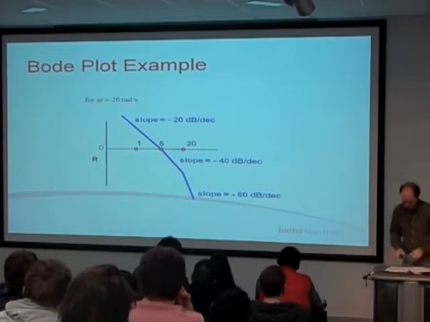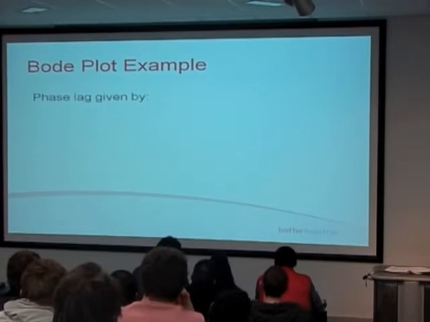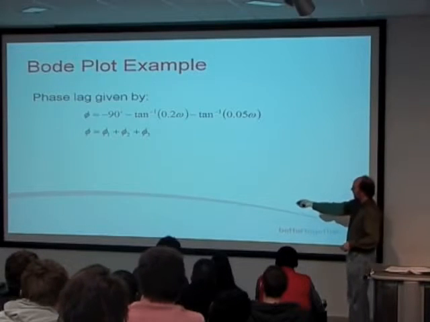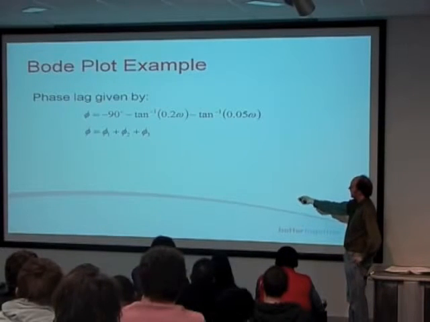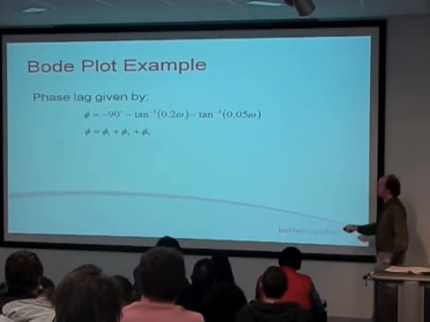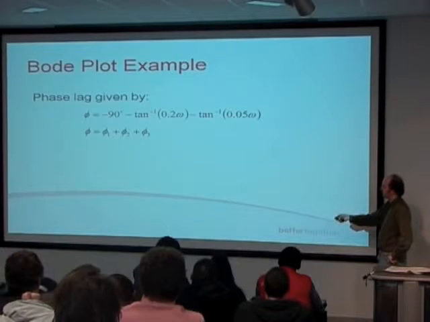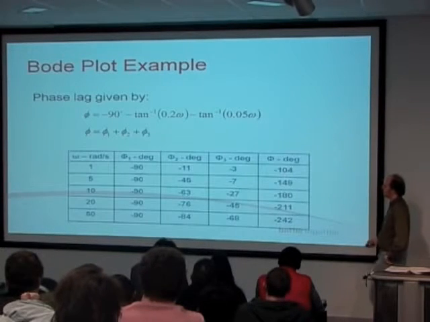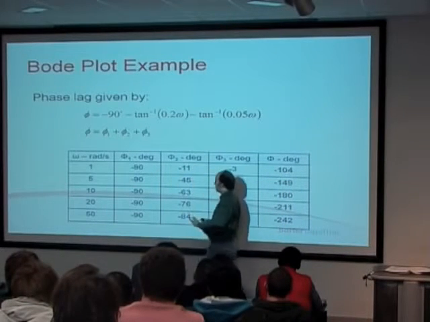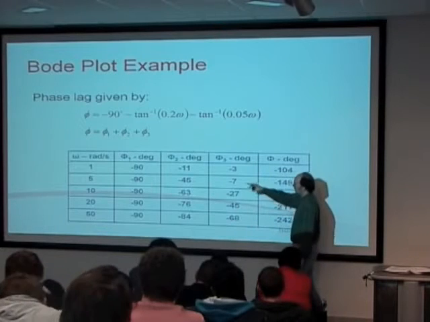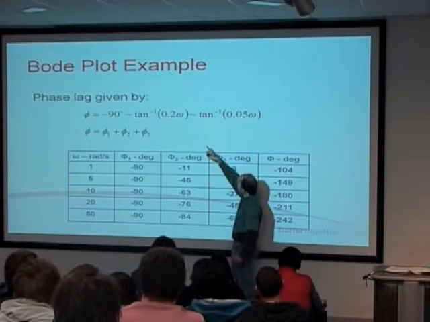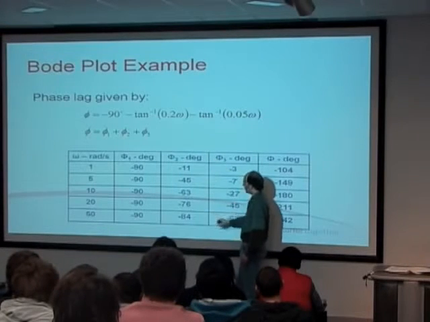The next up, we've got our phase to work out. Well, for the phase, it is quite easy just to make a little table. There's our phase, that's what we came up with before, the minus 90 minus the inverse tangent of 0.2 omega, and minus the inverse tangent of 0.05 omega. And we know that the complete phase is going to be phase 1, phase 2, and phase 3. And so we make a table. For omega, we've just come up with a bunch of numbers here that seem to match what we were looking at. Okay, omega 1, that's minus 90, that doesn't change. Omega 2, well, plugging in omegas in that equation will give us those values.